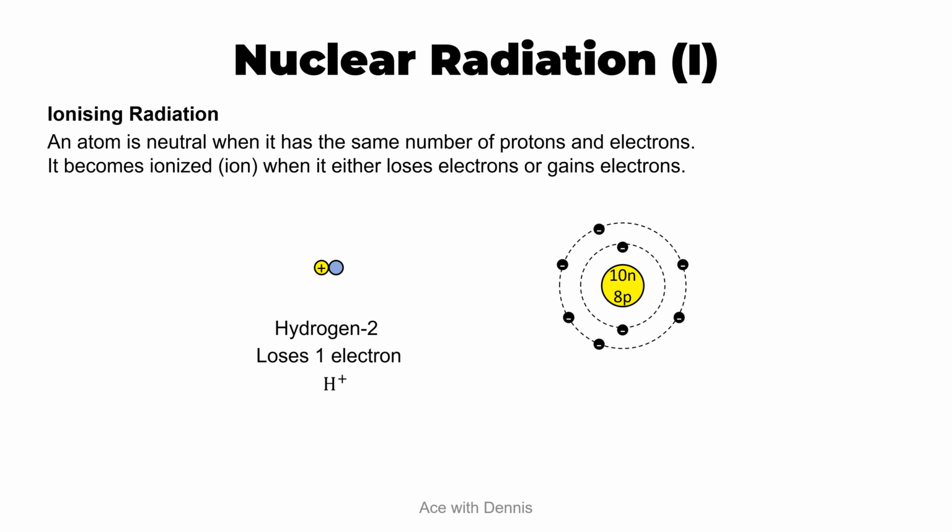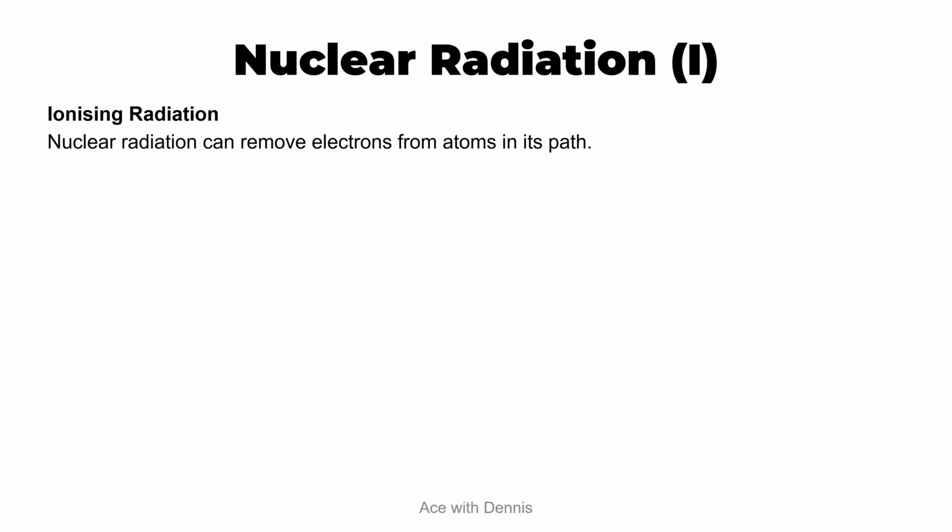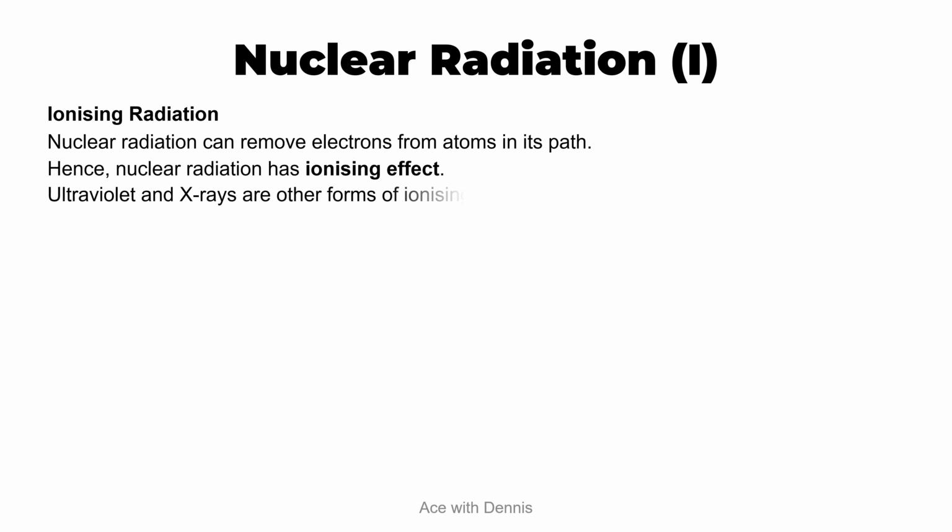Another example, this is a model of oxygen-18. Now, two electrons are attracted towards the nucleus and it becomes negatively charged. We can write it as O2-. Nuclear radiation can remove electrons from atoms in its path. Hence, nuclear radiation has an ionizing effect. Ultraviolet and X-rays are other forms of ionizing radiation.